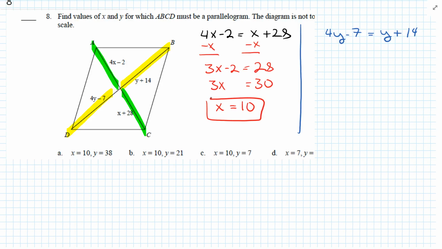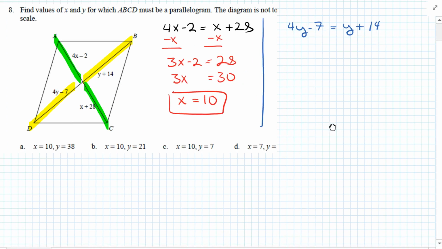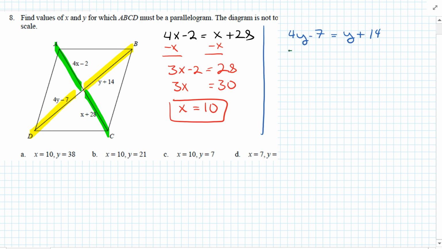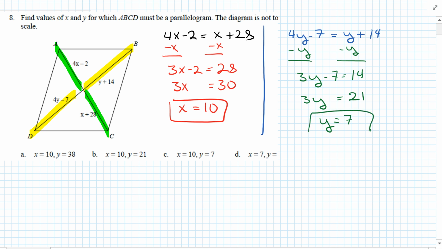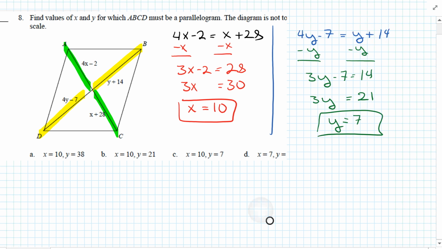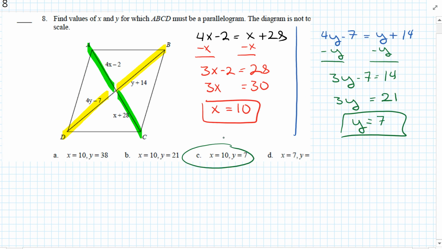Okay, right side. We're going to subtract y from each side. So we're going to get 3y minus 7 equals 14. We're going to add 7 to each side, so we get 3y equals 21. Divide everything by 3, so y equals 7. So x is 10 and y is 7. Answer C.